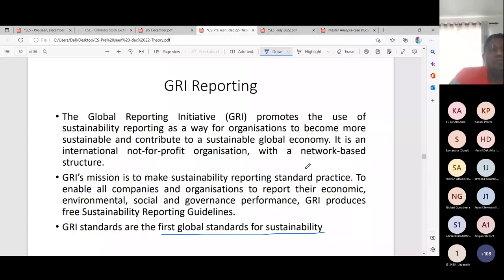Then they are asking you to report about the sustainability practices applied by you. In your annual report, you can report these things, right? So normally, they mainly focus on the economic, environmental, social and governance performance here.